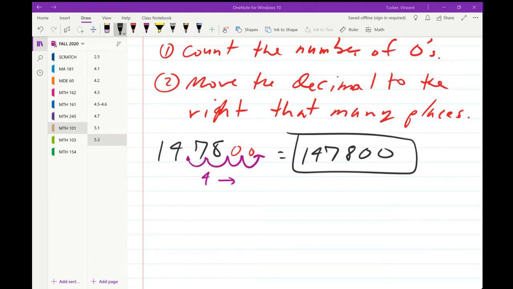So the decimal in the back, do you need to write it or no? No, you do not. Only time you have to write a decimal is if there's something to the right of it.